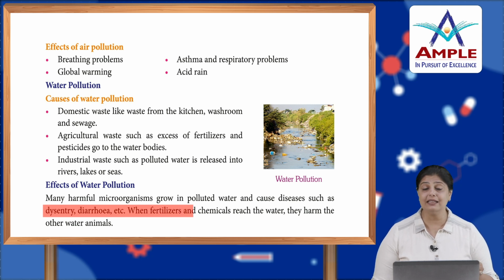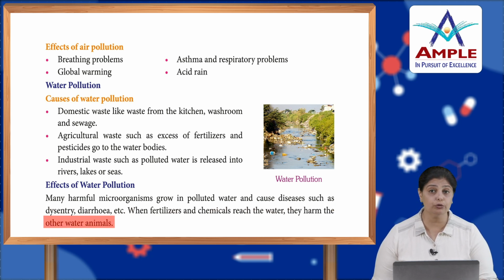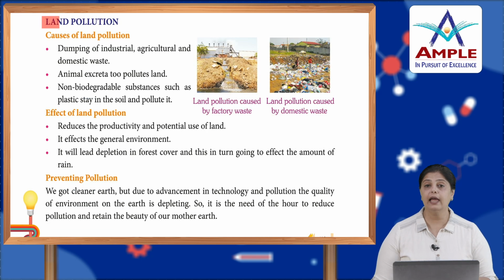Okay? When fertilizers and chemicals reach the water, they harm the other water animals. It's not only us human beings, even the water animals suffer because of all these harmful wastes that are thrown in the water bodies. Now, land pollution. What are the causes of land pollution?